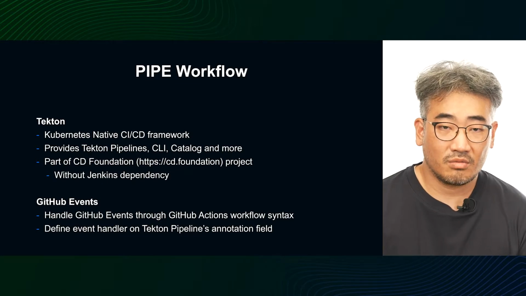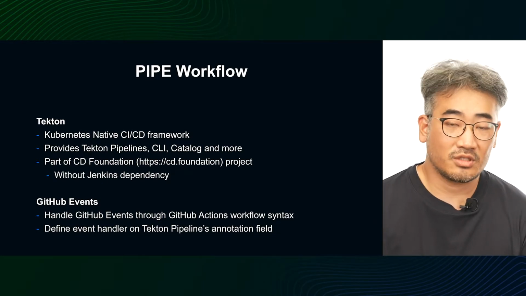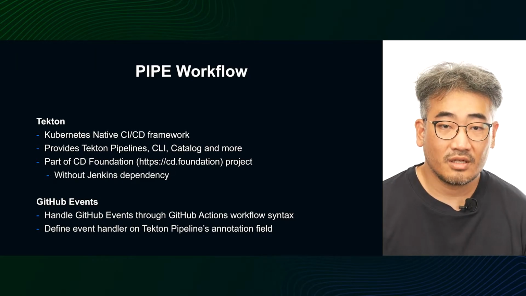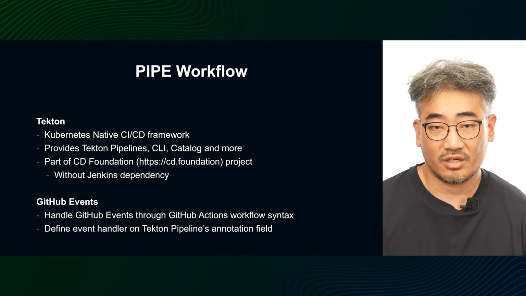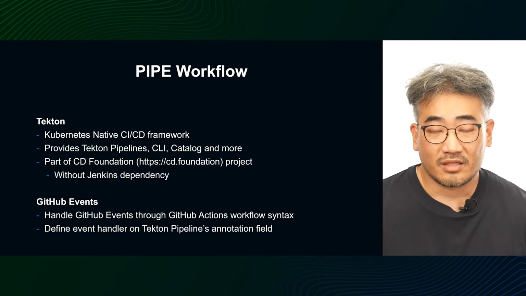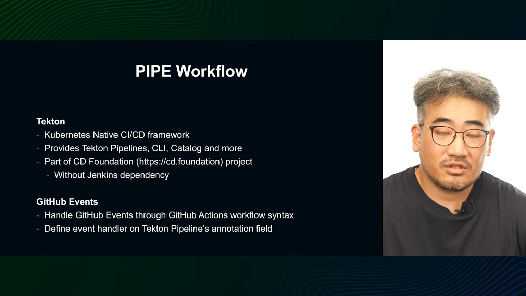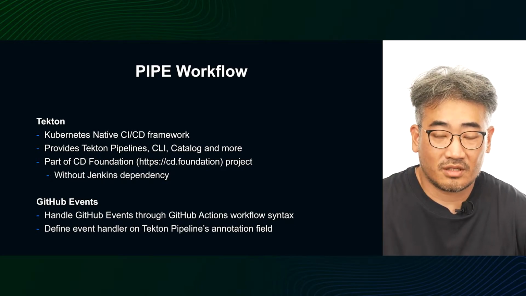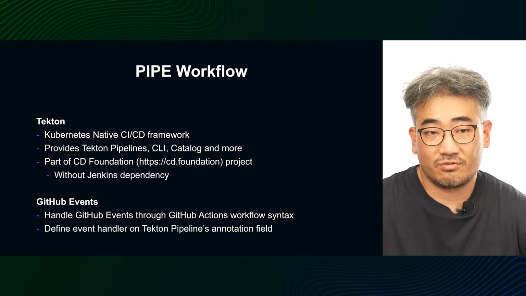In the CI/CD stack, we need to handle GitHub events because all the development is mostly based on GitHub. So in order to handle GitHub events, we set an annotation field. The model that we made takes the syntax from GitHub Actions.